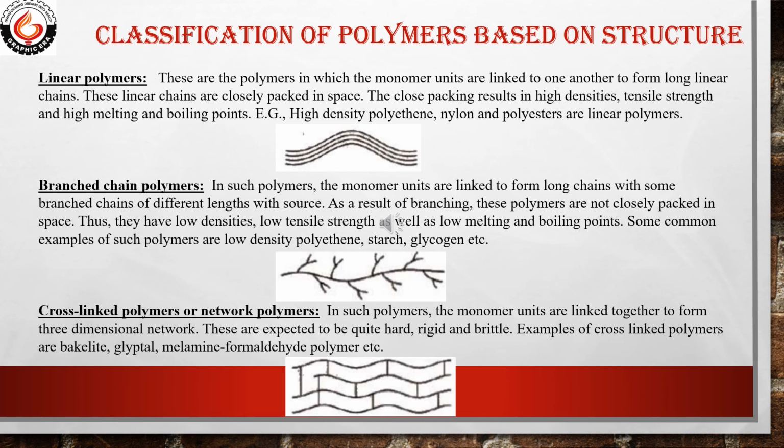and glycogen, etc. The third one is cross-linked polymers or network polymers. In this type of polymers, the monomeric units are linked together to form a three-dimensional structure, and these types of polymers, although having a low density, are very hard and rigid in nature. At the same time, they are also very brittle. For example, bakelite, glyptal, melamine formaldehyde resin, etc.